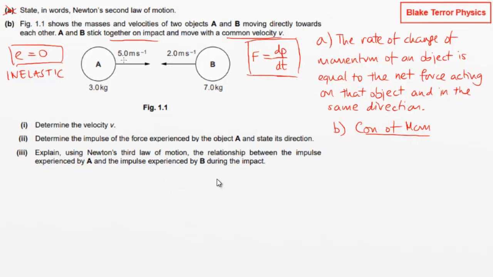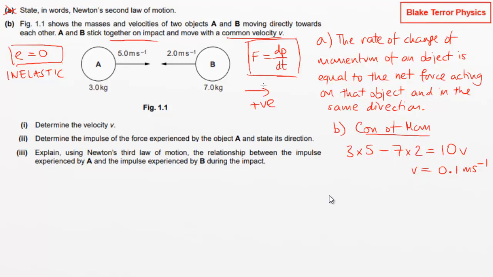Our momentum beforehand, remember these are all vectors. So we've got 3 times 5 for mass times velocity for A. We'll take positive going off to the right. So we've got a -2 for the velocity multiplied by 7. And that is going to be equal to the total mass once they've stuck together, which is 10, times V. So we've got 15 minus 14, so V is going to be 0.1. It's going to be 1 divided by 10.